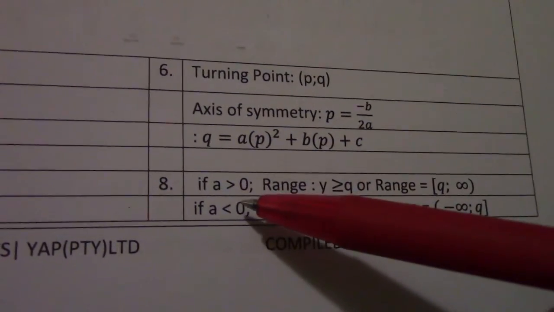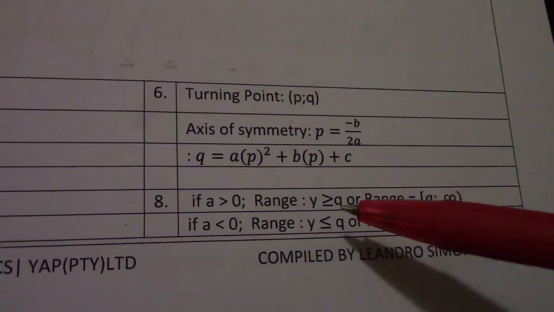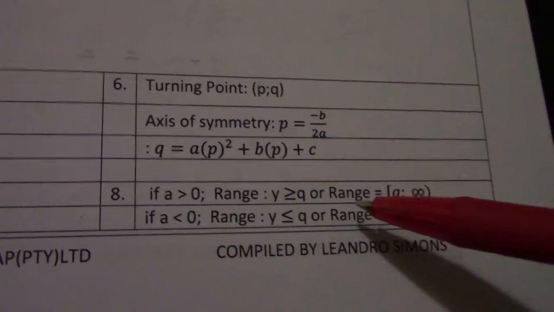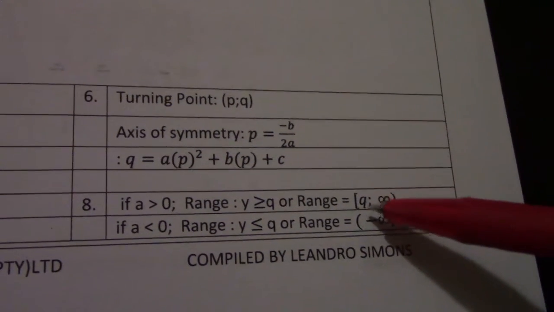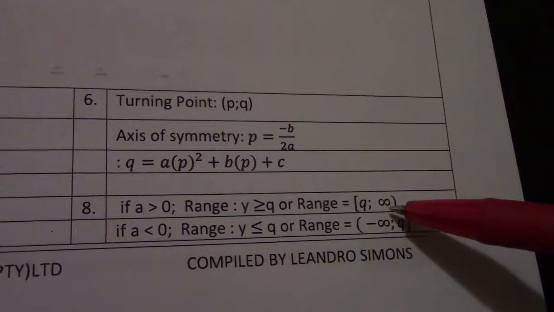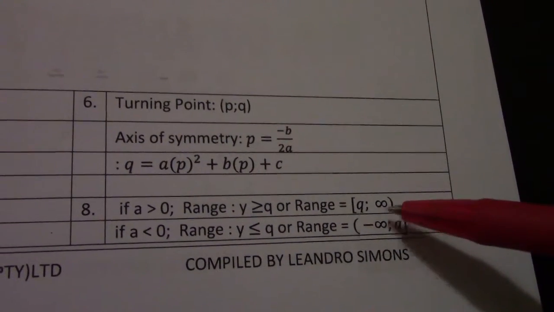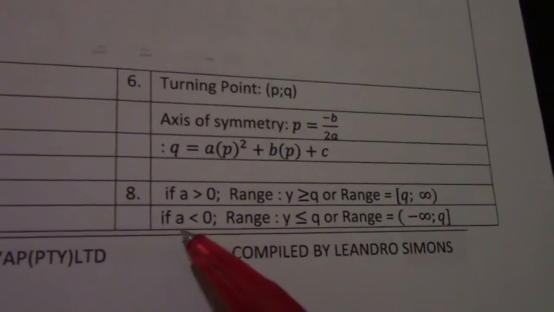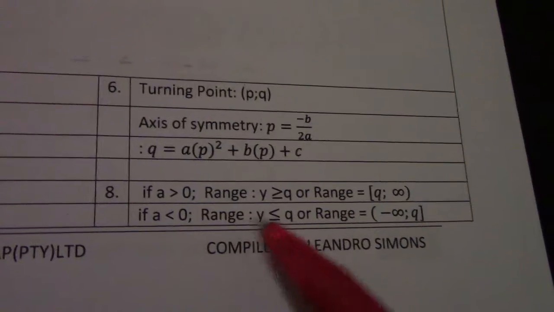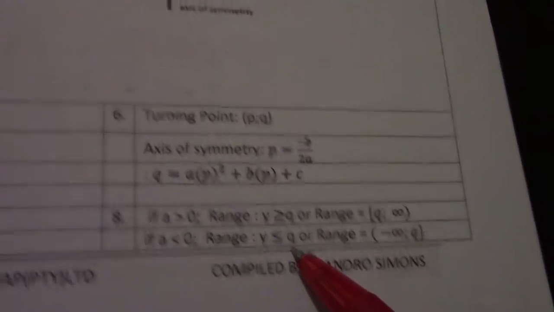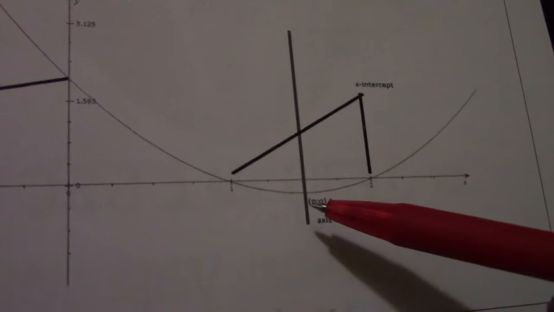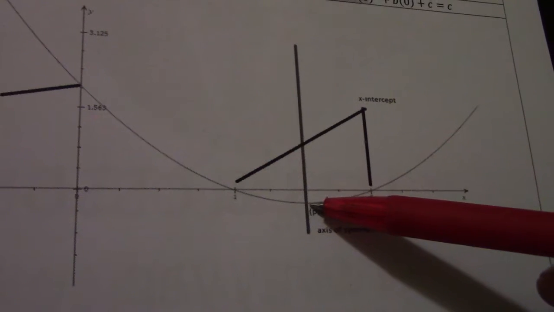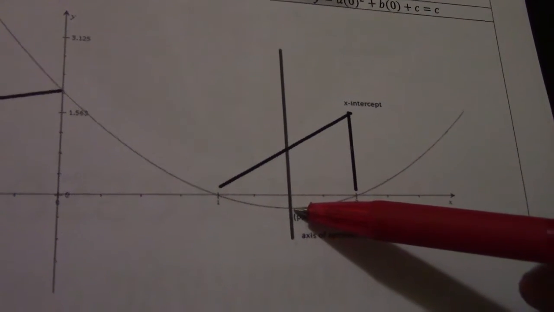Range: if a is greater than 0, my range y must be greater or equal to whatever q value I have. Or I can also write the range as the closed bracket q, open bracket positive infinity, meaning q is included and it goes all the way to positive infinity. The same thing applies if my a is negative: my range must be less than q. So basically what I'm saying here is, when a is positive, it's a smiley face, the graph goes up, so my range is y greater or equal to this point.